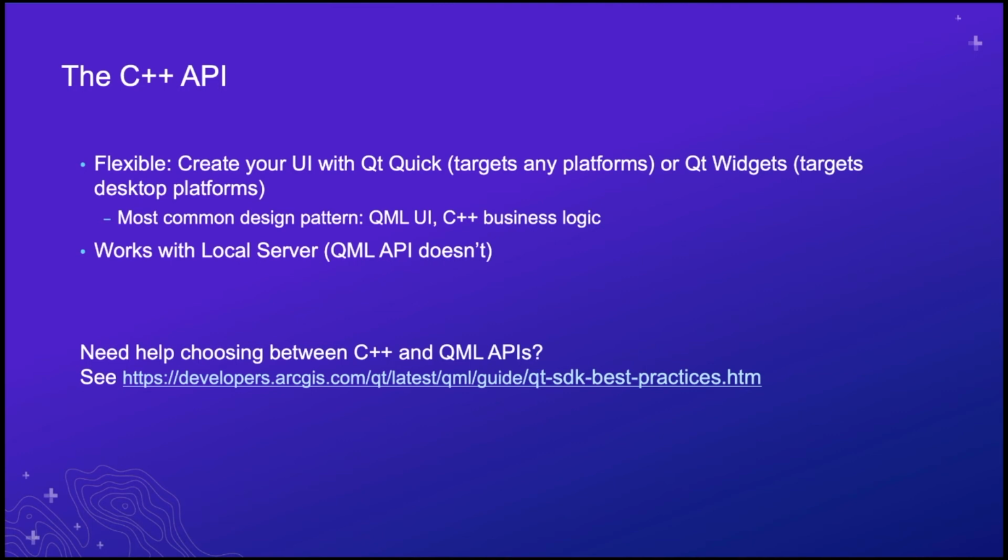One of the advantages with C++ is that we also have access to our local server. Local server is something that allows you to run geoprocessing packages that are published in ArcGIS Pro, and this really gives you some pretty fine-tuned analysis tools right locally on your desktop system. If you need help choosing between C++ and QML, we have a topic for this in our developer site guide.